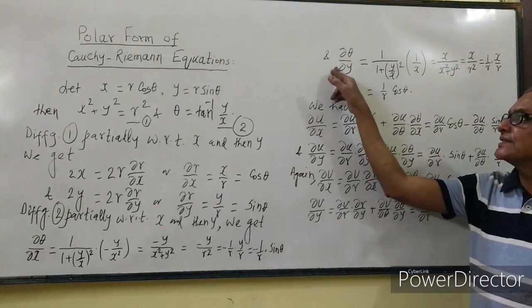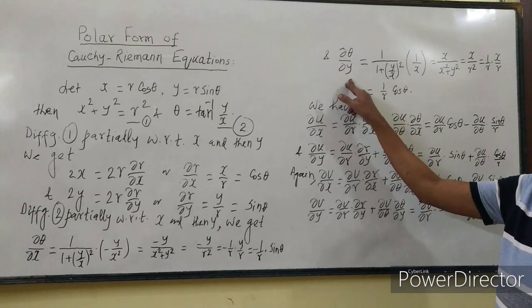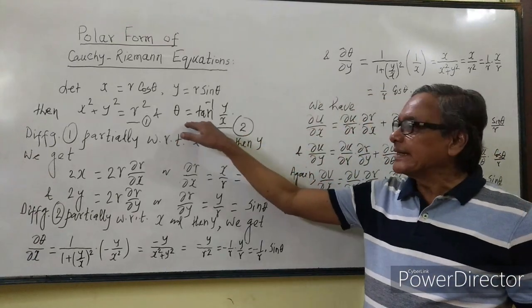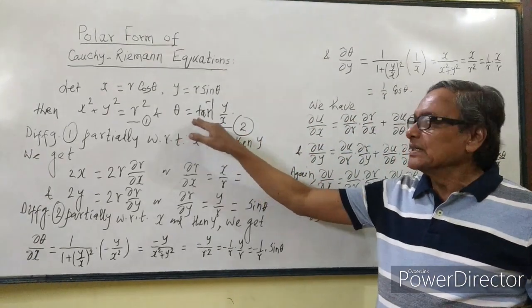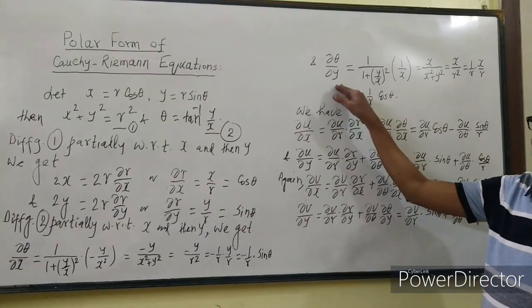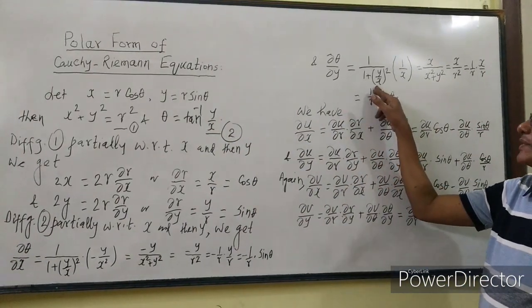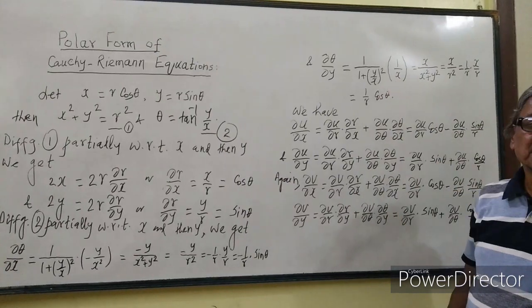Similarly, ∂theta/∂y. Now we are going to differentiate partially this with respect to y. So ∂theta/∂y will be equal to 1 upon 1 plus y by x whole squared into 1 by x.